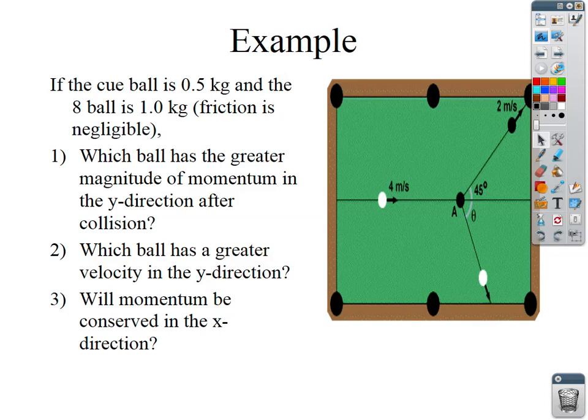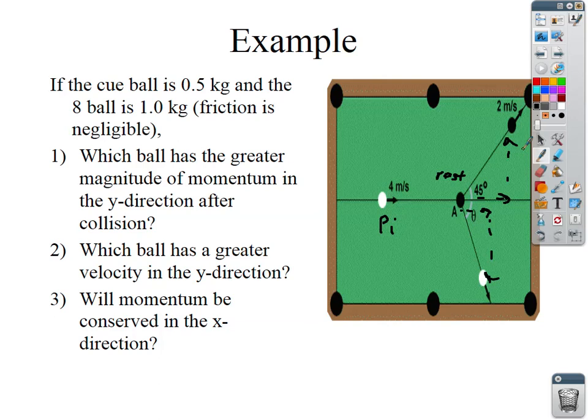If we go back to this particular problem, the cue ball is 0.5 kilograms and the 8 ball is 1 kilogram, so we have two different masses. You can see what's happening here. The cue ball comes in, and the 8 ball initially starts at rest, so the only thing with momentum at the beginning is the cue ball. Then when it strikes, the cue ball gets hit at an angle downwards. It still has an x and y component, same with the 8 ball. But this is what we're trying to figure out: what would have greater velocity, possibly, and so forth.